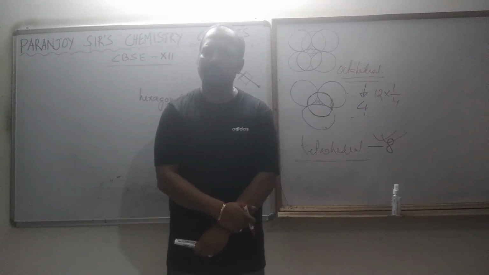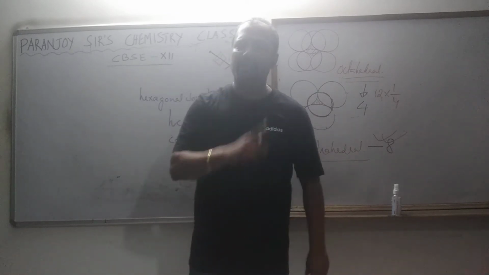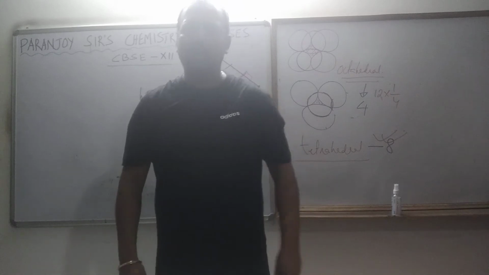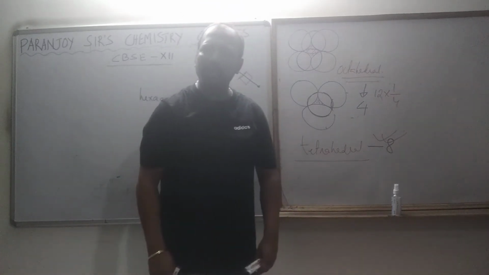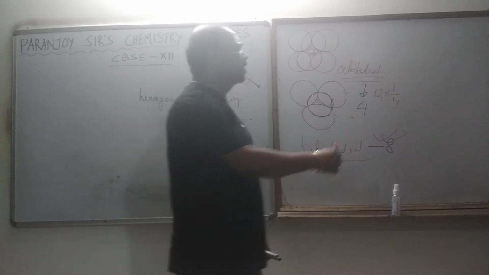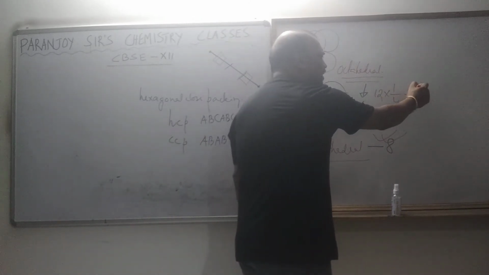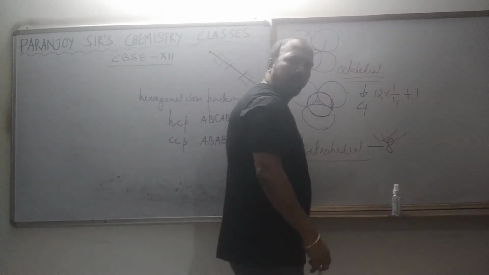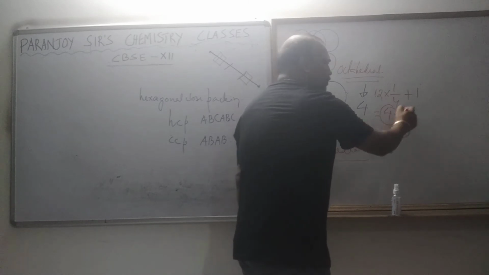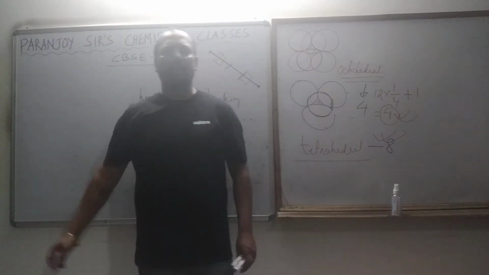So 12 into 1/4, and 1 is present at the center of the body. That completely belongs to that particular unit cell. So plus 1. That is equal to how much? It is 3 plus 1, 4. So these are the positions of the 4 octahedral voids.